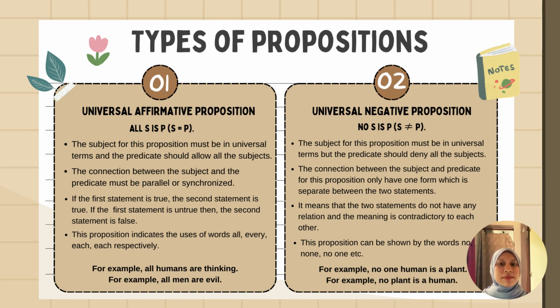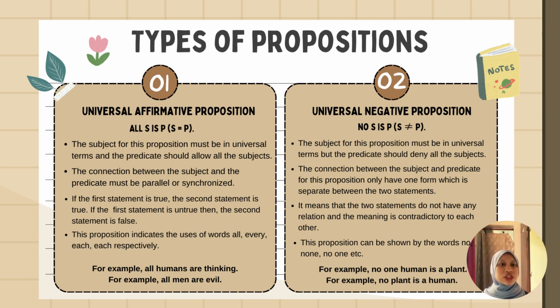For example, if the first statement is true, the second statement must be true also. For example, all humans are thinking. The first statement, all humans, shows that this is a universal statement. Are thinking is also a true statement, which is the predicate that allows the subjects. If the first statement is untrue, then the second statement is false. For example, all men are evil. This statement is totally false because not all men are evil. Maybe some or half of men are evil. And this proposition indicates the use of the words all, every, each respectively.